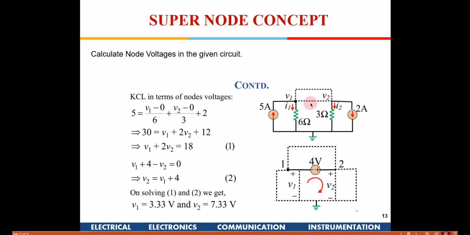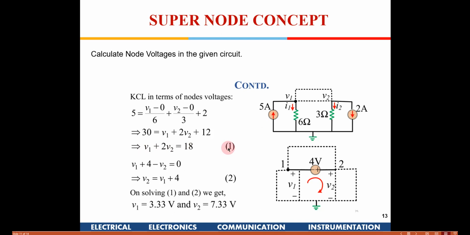And then since it's a super node concept, we have removed this current source and shorted these two terminals. Now we take the current flowing here, which is going to be V2 minus 0 divided by 3, plus this current. So you write this, you take an LCM, and you get one equation between V1 and V2.